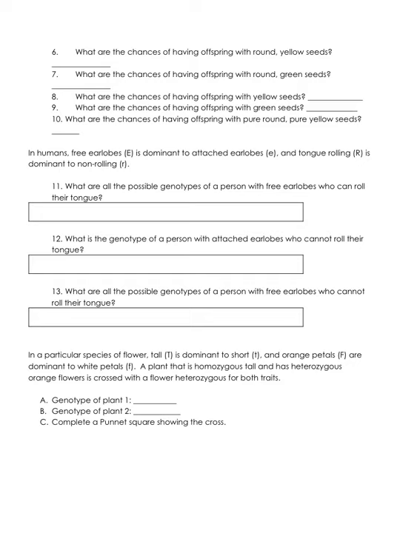Now that you're done with your Punnett square, we can answer questions 6 through 10. Number 6 says, what are the chances of having offspring with round yellow seeds? You should have counted and found that 9 of 16 have round yellow seeds. Then number 7 says, what are the chances of having offspring with round green seeds? And that should give you 3 out of 16.